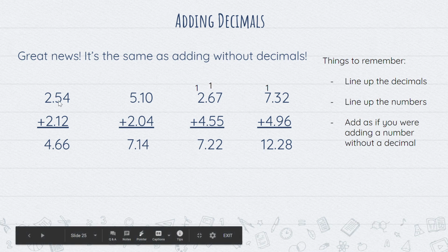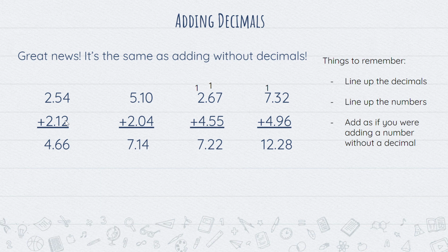So if you look at this first question here, you would go 4 plus 2, because we always start from the right-hand side, and that gives us 6. Then we go 5 plus 1 gives us 6. Next we have a decimal, so we're going to put a decimal point here. Then we have 2 plus 2 equals 4. Okay, so we get 4 and 66 hundredths as our answer.